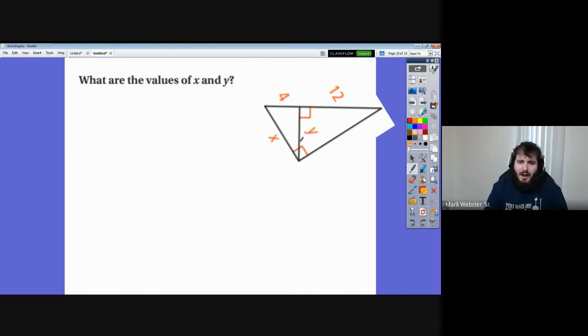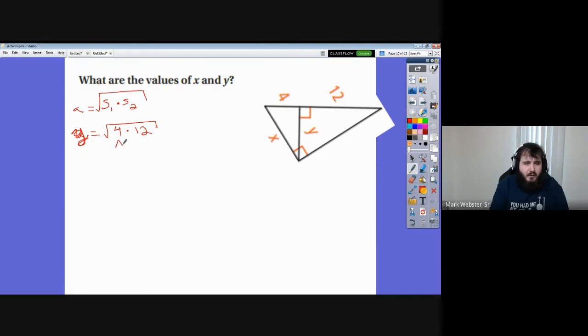I'm thinking here, if I can find the altitude one first, I always like to go for that, but it doesn't matter. So we know that the altitude is equal to the geometric mean of the two pieces. Well, what are the two pieces? 4 and 12. And look, now we're down to what we did before, right? And this is y. I'll change this to a y so that we know what we're looking for.